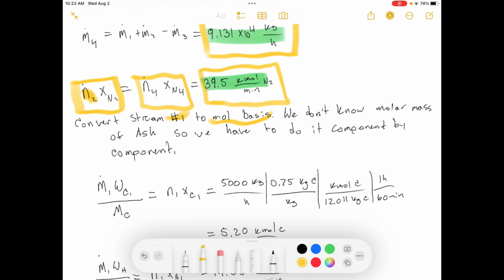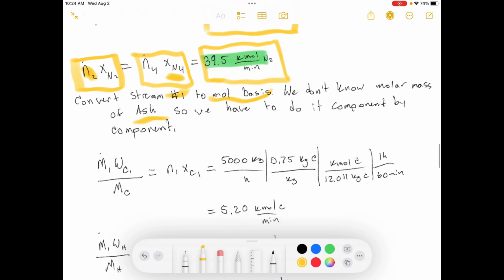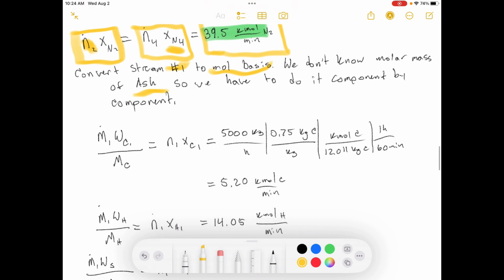We don't know the molar mass of ash, so we have to do it component by component. They didn't tell us specifically what the ash was. Sometimes ash is a combination of a bunch of different salts that they don't burn, or other forms of like rocks and things like that. Just small amounts of it that ends up as the slag. So it doesn't have a molar mass that we can pull out, is my point.